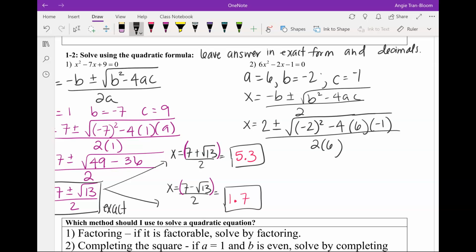All right, negative 2 quantity squared. Chizuki, negative 2 quantity squared is? Good. 4 times 6 times negative 1, or I should say negative 4 times 6 times negative 1. Negative 4 times 6. Mariana, negative 4 times 6 times negative 1, hon. Negative or positive? Positive. Good. Positive 24, all over 2 times 6. Jake? 12. Good. 4 plus 24. Brian? 28. Good.